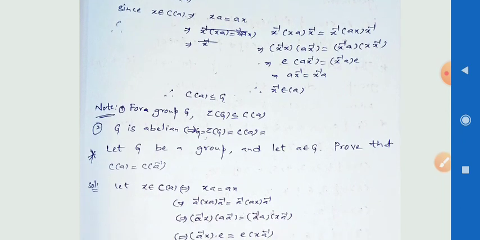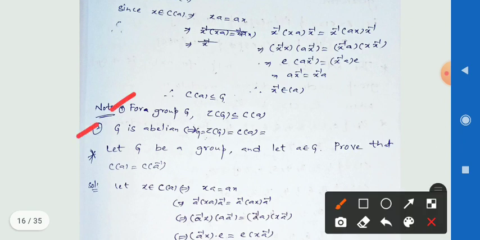Now note that for a group G, Z(G) is a subset of or equal to C of A. Here C of A means the centralizer of A in G, and Z(G) means the center of the group G. So the center of the group G is a subset of or equal to the centralizer of A in G. Now another condition: if G is abelian, then we can show that Z(G) is equal to C of A, that is, the center of the group G is equal to the centralizer of A in G.